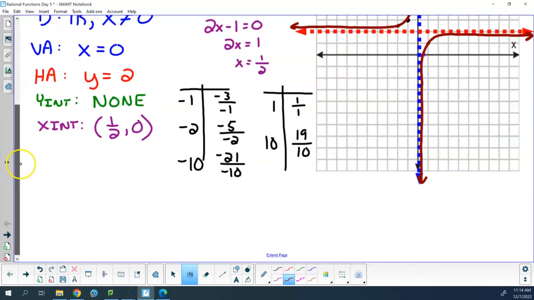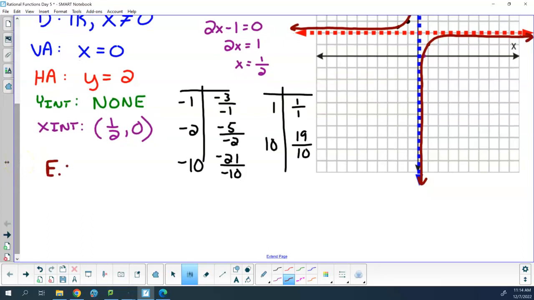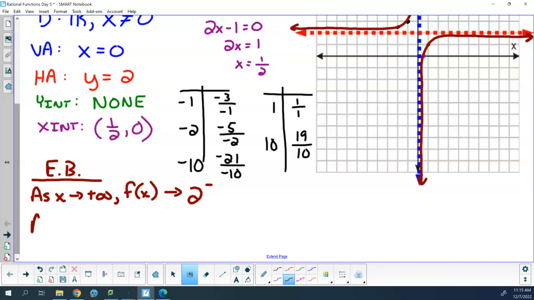I'm going to scroll down a little bit for my end and asymptote behavior. So for my end behavior, as x goes to positive infinity, my function goes to, so that's the right side of my graph. Where's my function going? Getting closer and closer to 2. From above or from below? Below, right? So that's 2 negative. Left side of my graph, as x is approaching negative infinity, my function is getting closer and closer to 2, above or below? Above, so 2 positive.